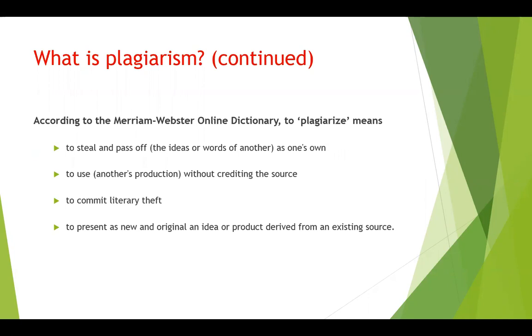Merriam-Webster's online dictionary defines plagiarism to mean, first, to steal and pass off the ideas or words of another as one's own, or to use another's production without crediting the source. It also defines plagiarism as committing literary theft, and finally, to present as new and original an idea or product derived from an already existing source.